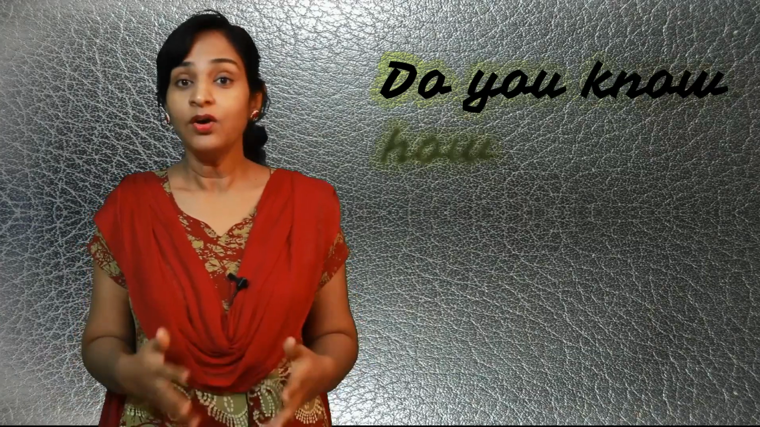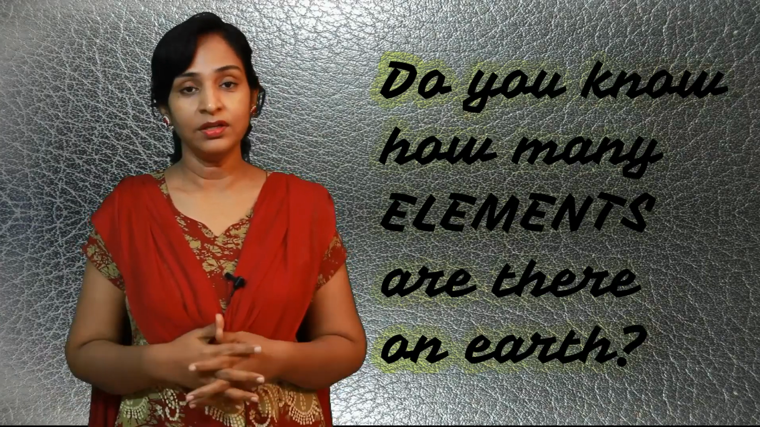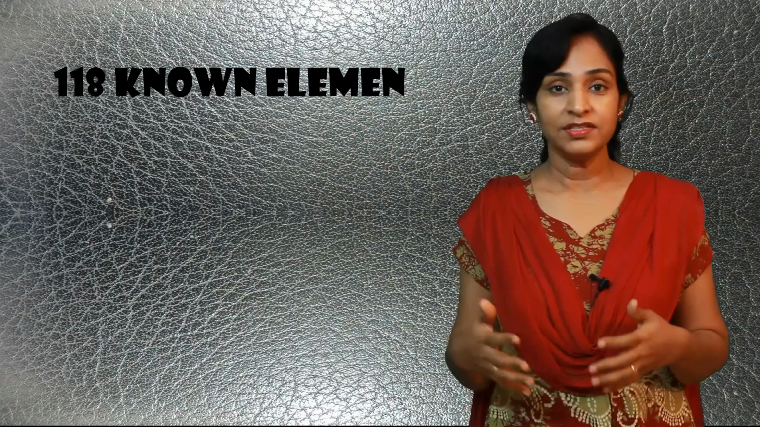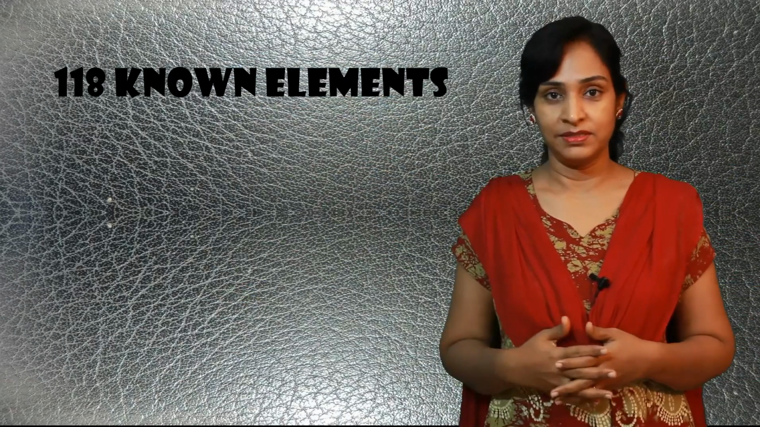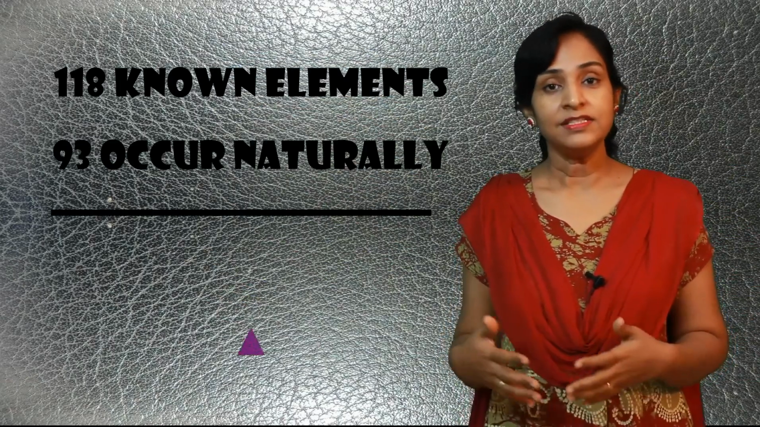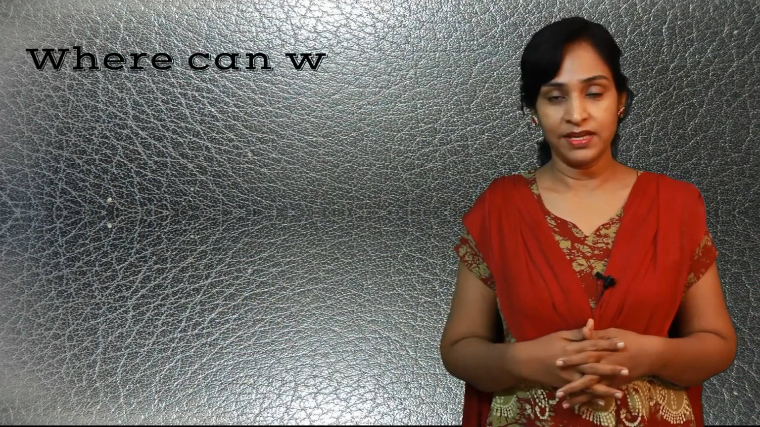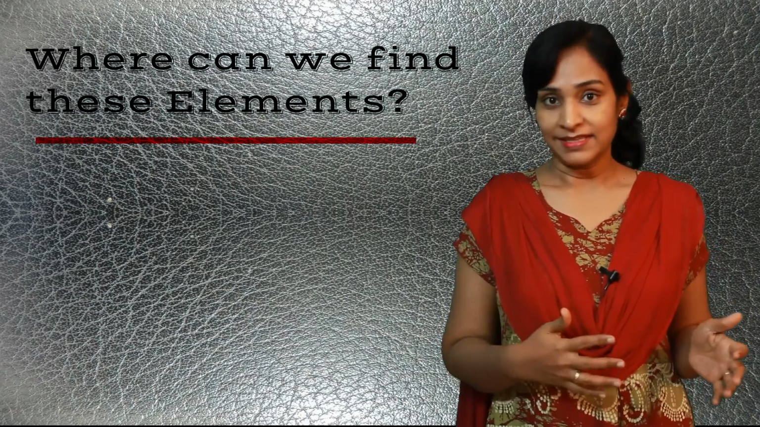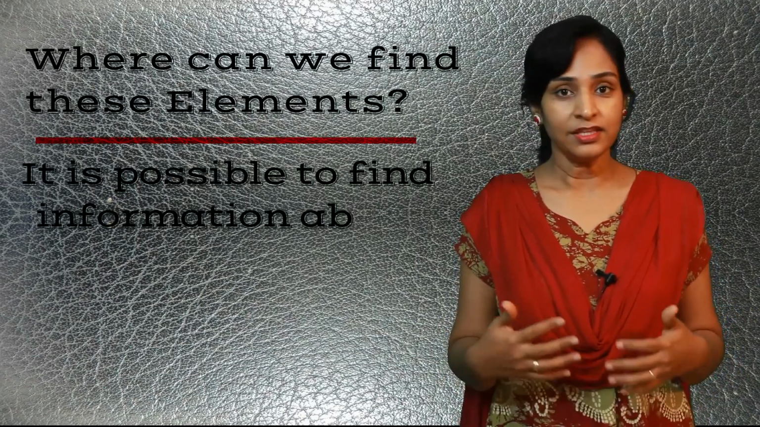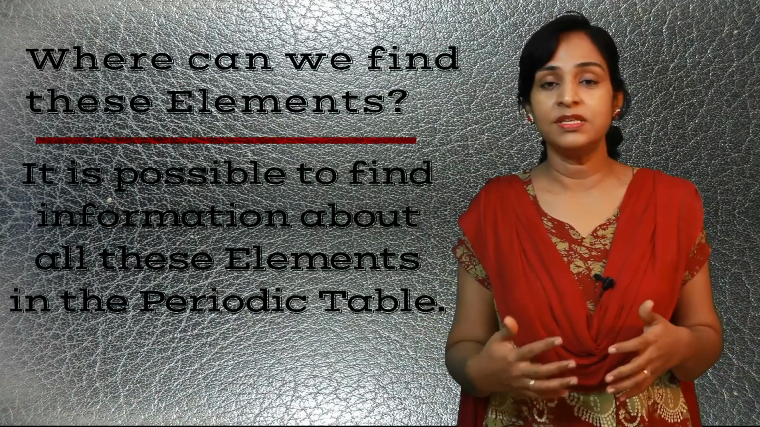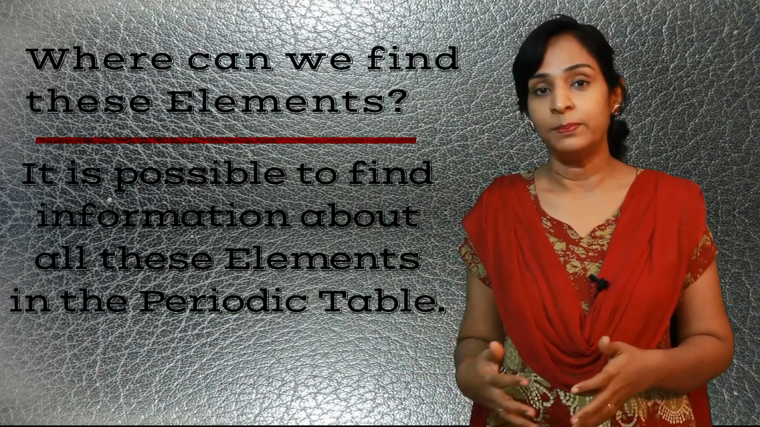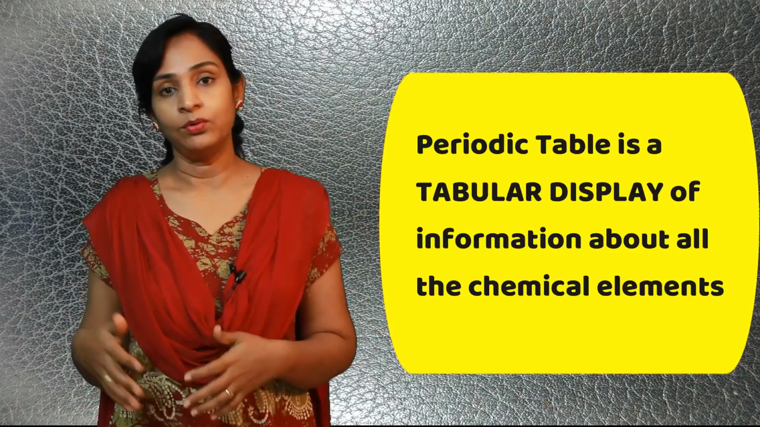Do you know how many elements are there on Earth? There are 118 known elements, out of which 93 are naturally occurring. Where can we find these elements? Yes, it is possible to get the information about all these elements in one place: the periodic table of elements, a tabular display of information about all the chemical elements.